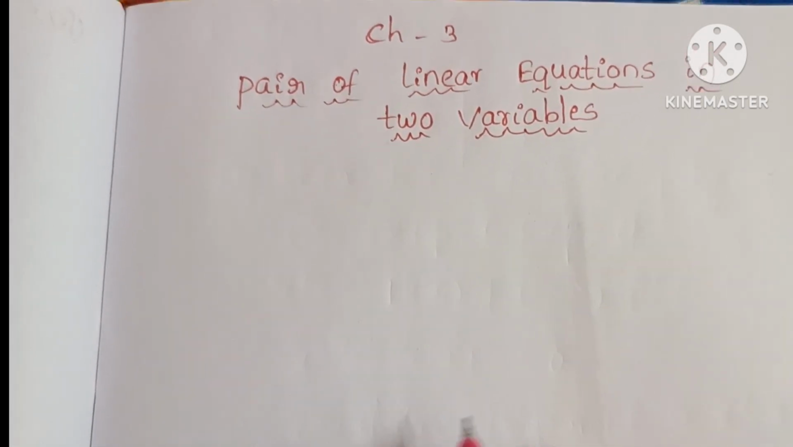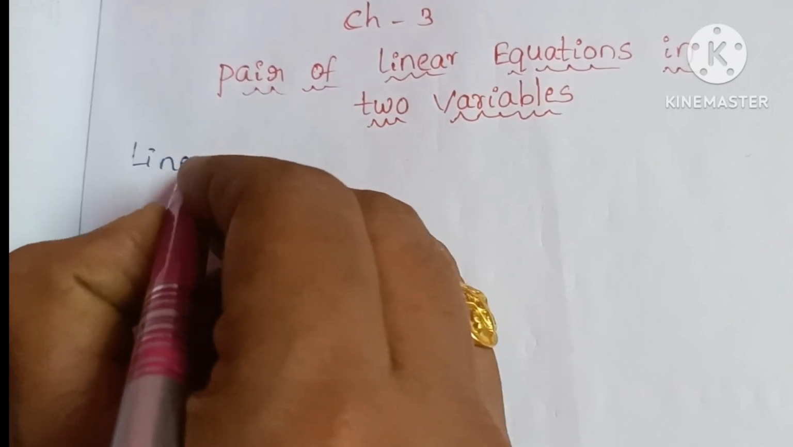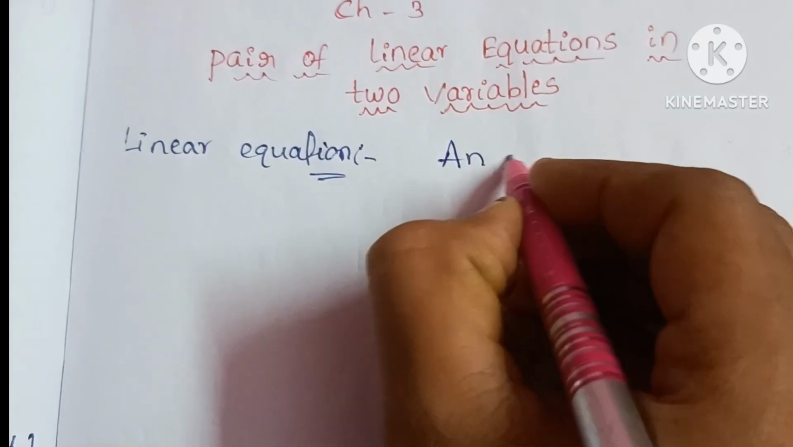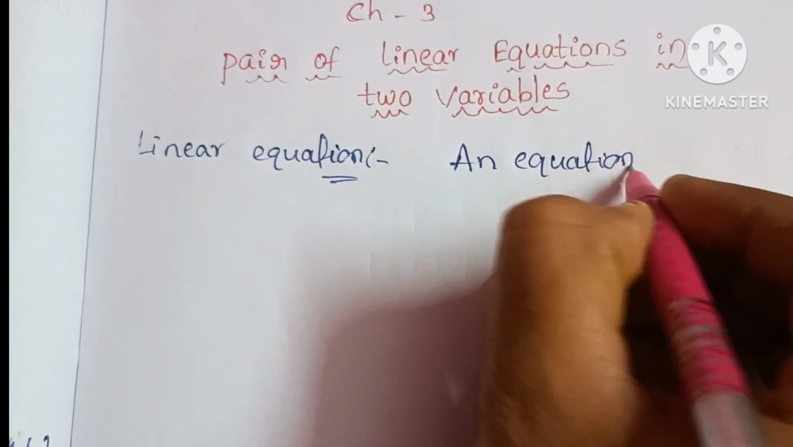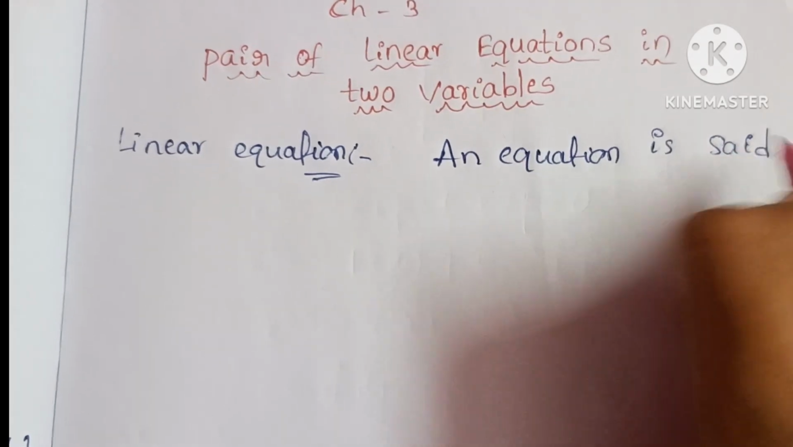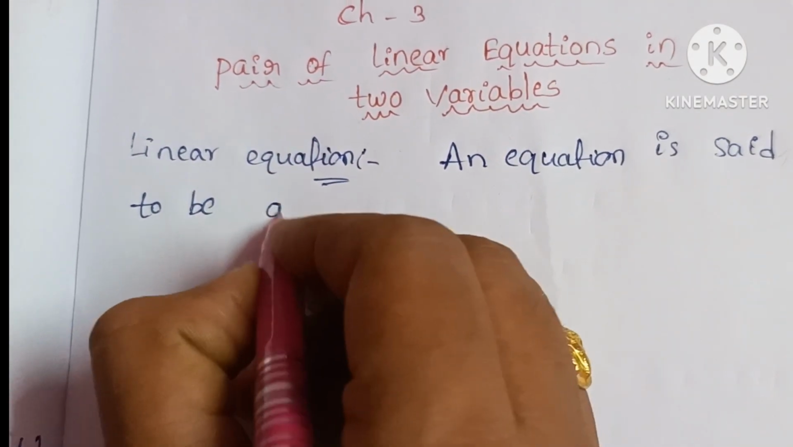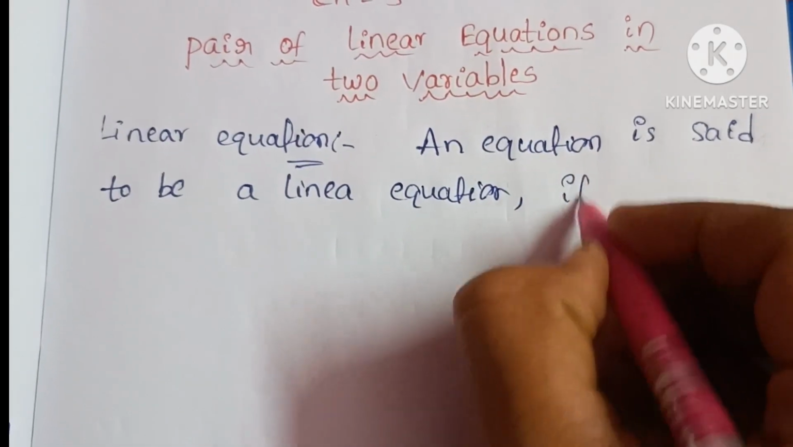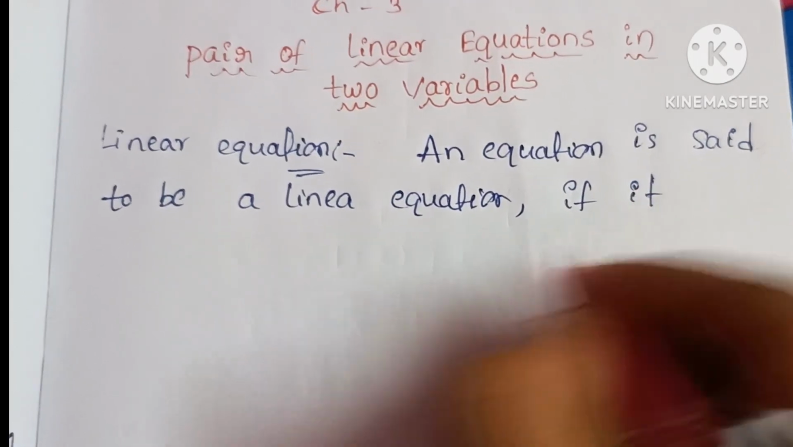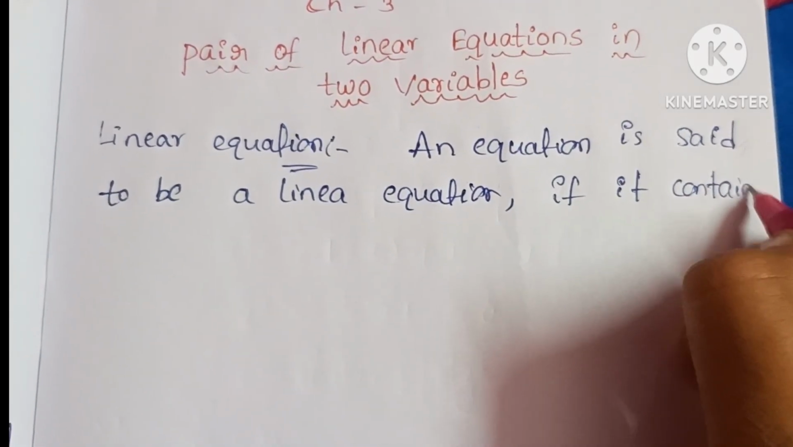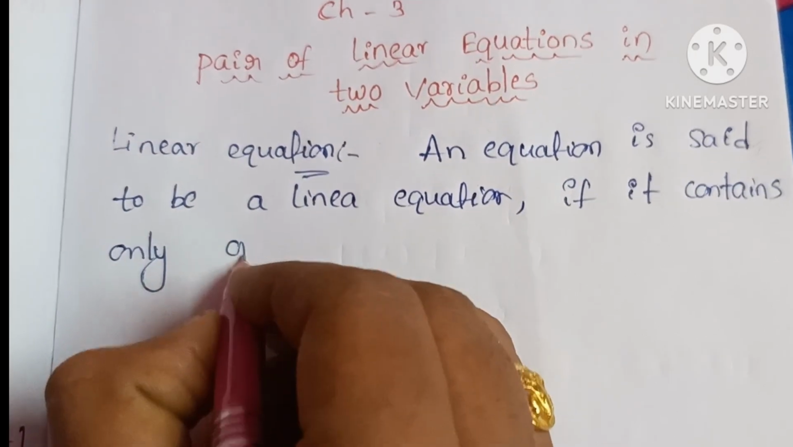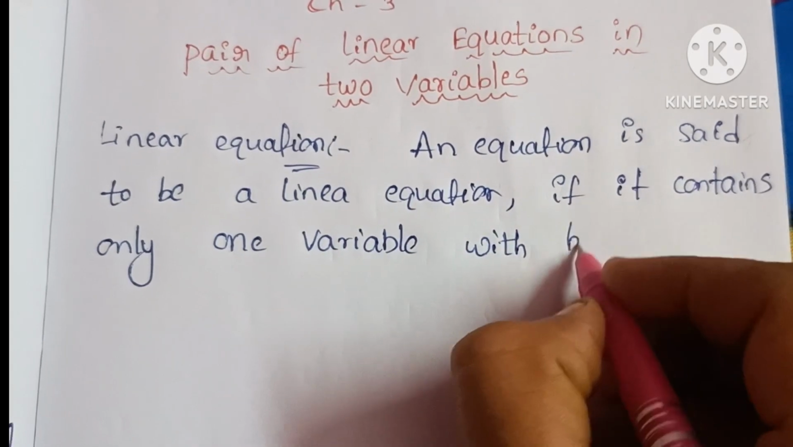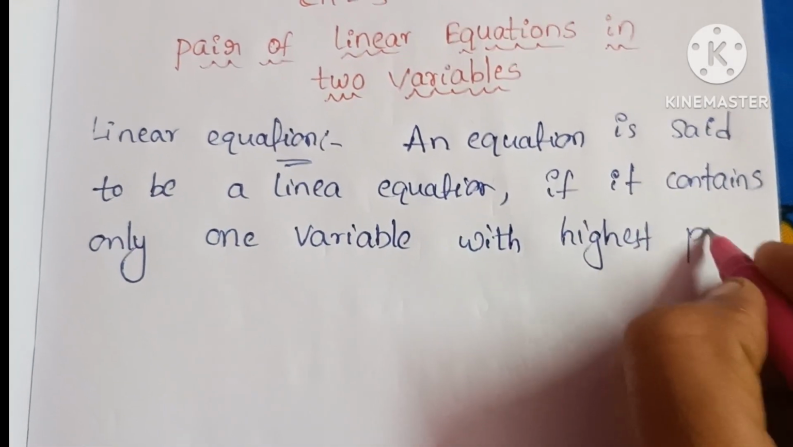Let's start. What is a linear equation? An equation is said to be a linear equation if it contains only one variable with highest power 1.